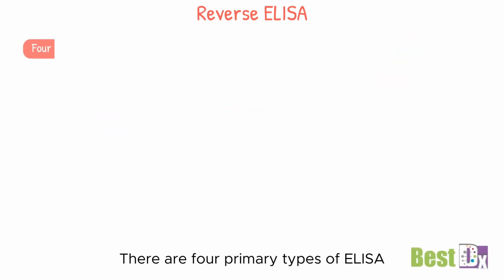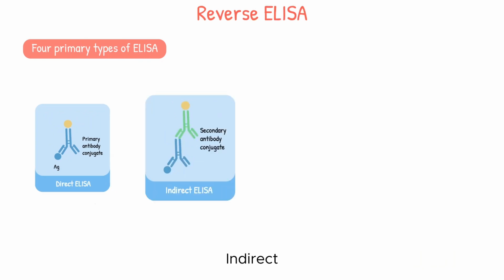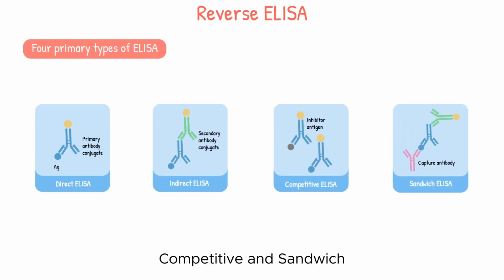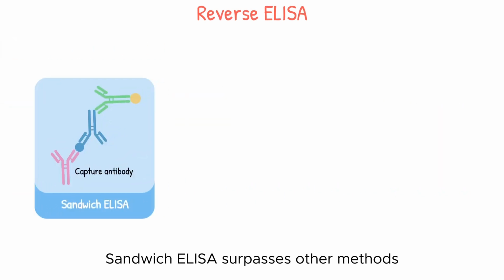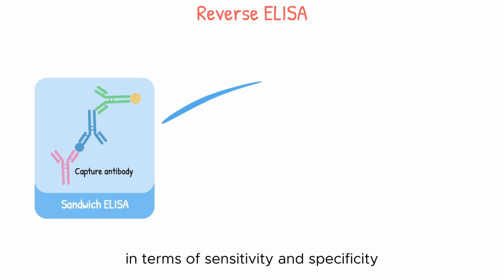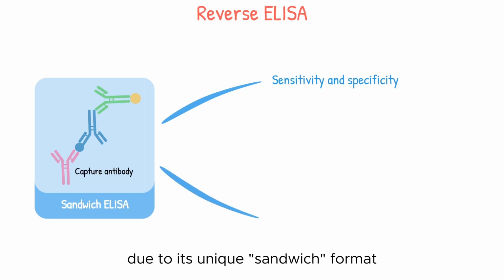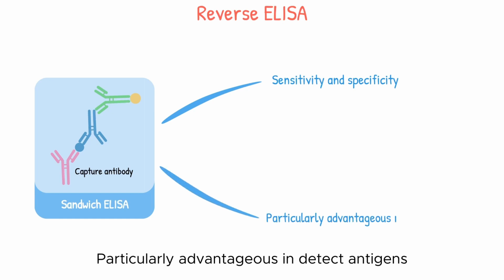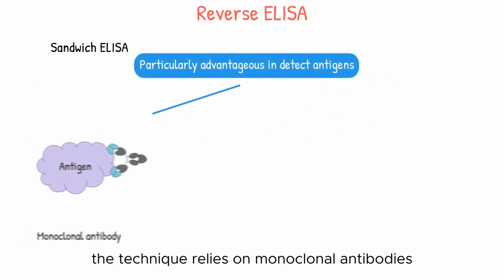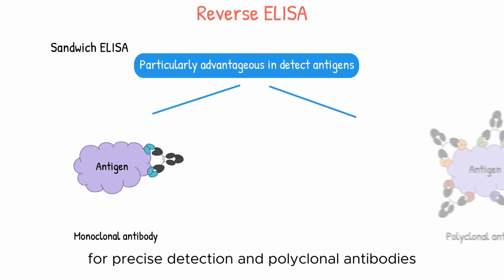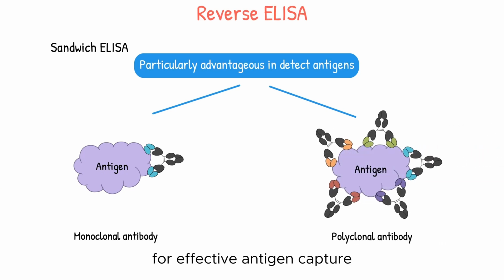There are four primary types of ELISA: direct, indirect, competitive, and sandwich or reverse ELISA. Each method has its unique attributes and applications, with some overlap. Sandwich ELISA surpasses other methods in terms of sensitivity and specificity due to its unique sandwich format. Particularly advantageous in detecting antigens with multiple epitopes, the technique relies on monoclonal antibodies for precise detection and polyclonal antibodies for effective antigen capture, offering superior versatility.